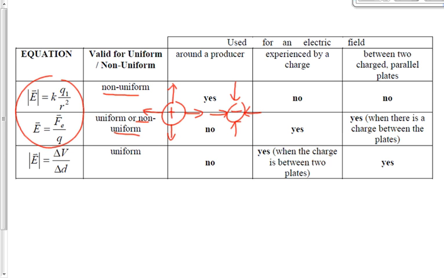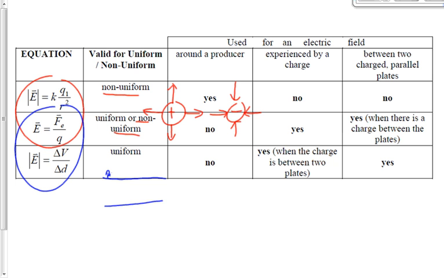Now the bottom two equations we circled in another color because they're both valid when we have a uniform field. And when do we have a uniform field? We have a uniform field typically when we have two parallel plates. Now, yesterday in all the diagrams that I drew with this, I drew the top plate as positive, the bottom plate as negative. There's no reason why it couldn't go the other way around.